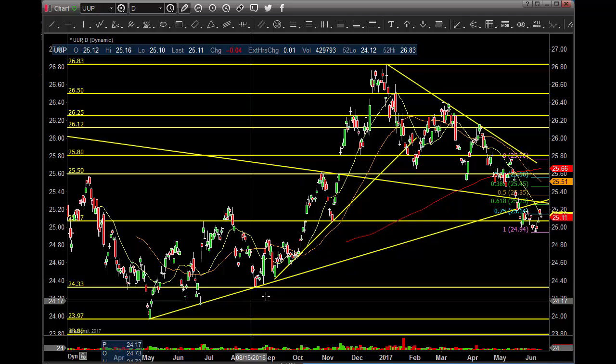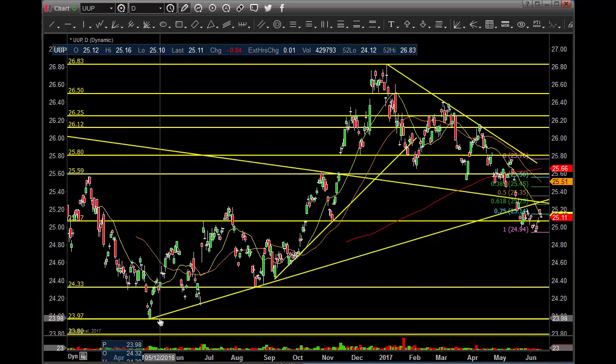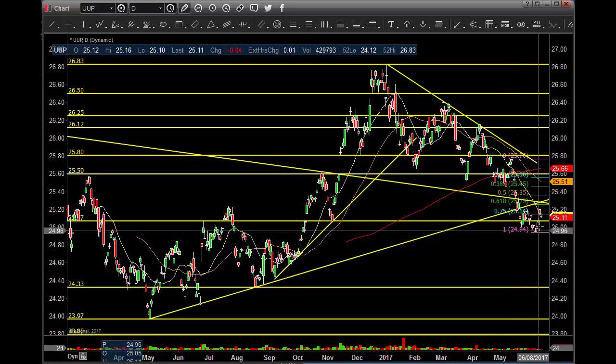So you still have a gap fill down here and the big pivot down here around 24 bucks. That's where I like this thing, 23.80 to 24. If we get a little bit lower, even better. That would be a good area to start to add.